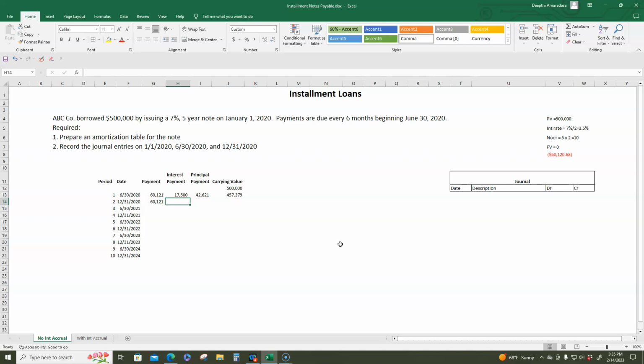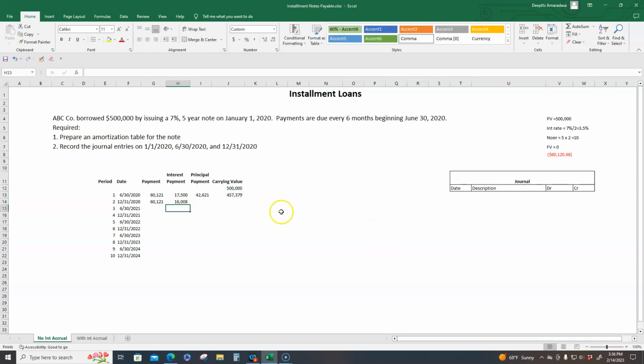So let's do that calculation again. If you're using cell references in Excel, then this table is going to be very quick to do, but I'll do one or two more lines and then I'll show you how cell references will help. We know that our interest payment will be calculated by taking the amount of remaining principal, which is now 457,379, times 3.5%, which is the interest rate.